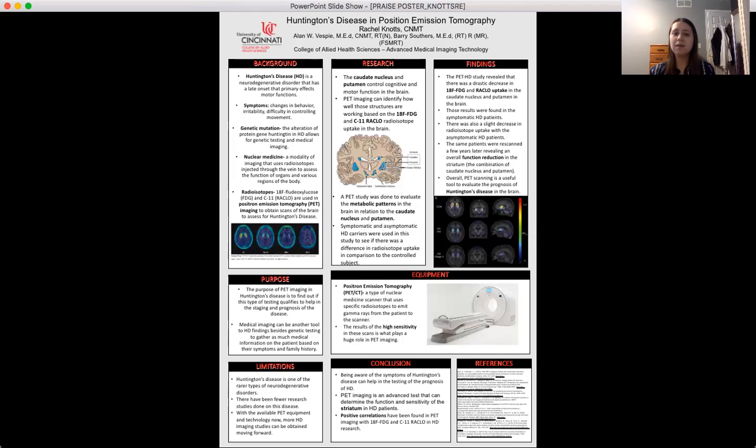And lastly, based on the research that was done, there have been positive correlations that have been found in PET imaging with 18F-FDG and C11-raclopride in HD research.